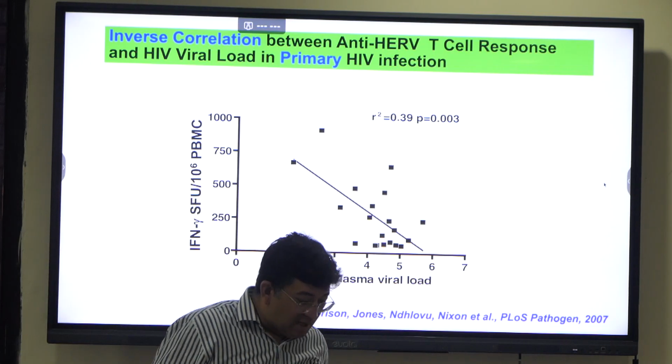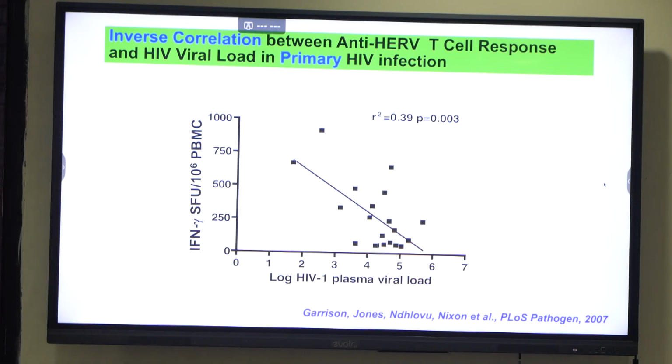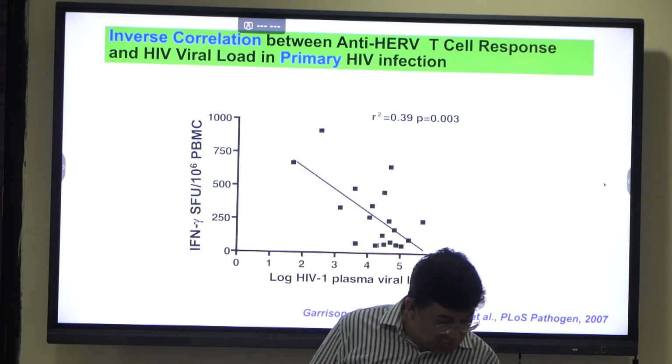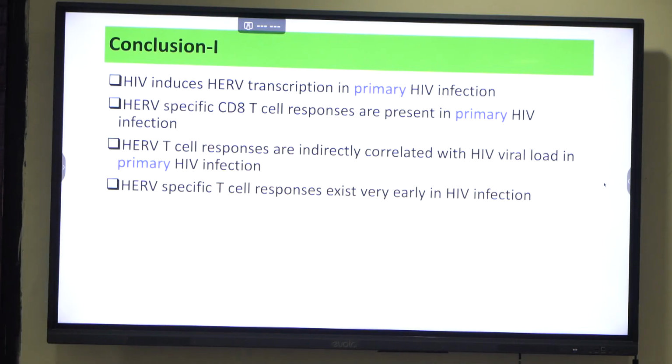One of the important criteria during HIV infection is CD4 cell count, because during HIV infection there is a sharp decline in CD4 count. And when there is a decline in CD4 count, there is a lot of possibility of opportunistic infection, because CD4 cells are important as far as our cellular immunity is concerned, right? There was also a direct correlation between CD4 count and HERV-specific T-cell response. The conclusion from this part of the study is that HIV induces HERV transcription in primary HIV infection.